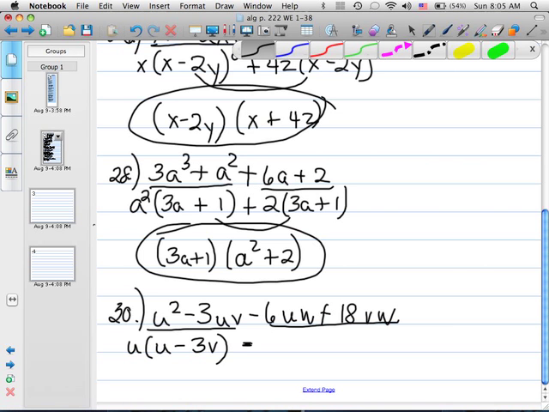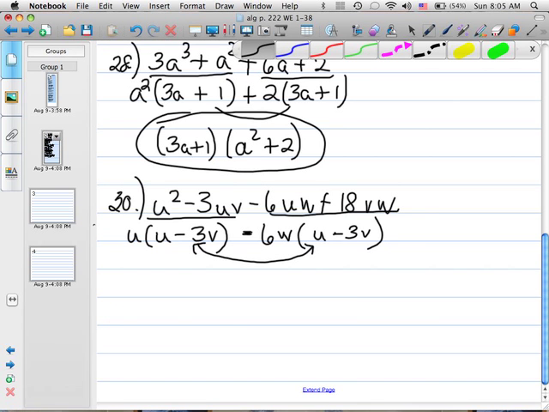So the most I can take out is a 6 and of w. So that would leave me a u and minus 3v. Now you might be wondering, where'd she get the 3v at? Well, a negative 6 times a negative 3 makes positive 18, and I already know that these two have to be identical, so I can just write that one down and double check and make sure it works. So if I multiply, I get negative 6uw, which is correct, and a positive 18vw.